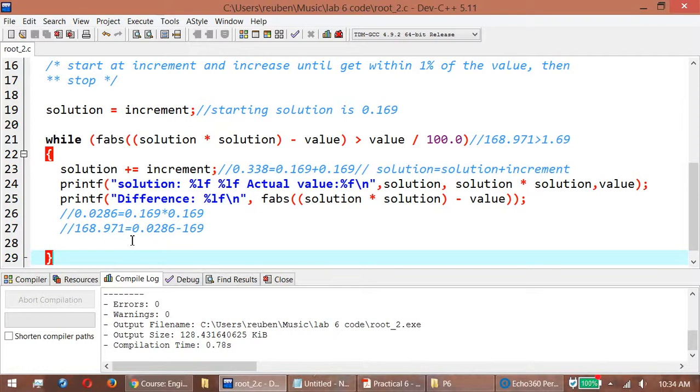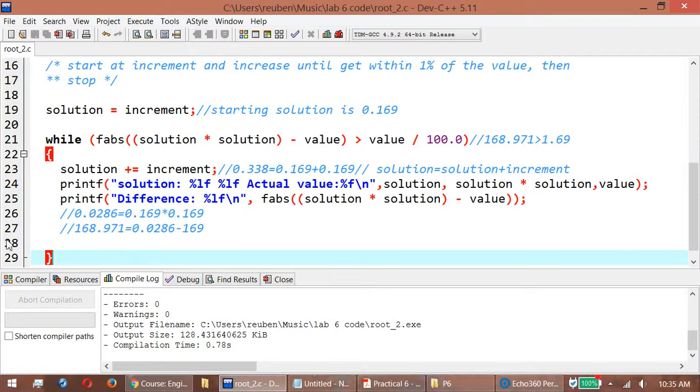Okay? The error difference, that means the error. So let's say you have a guess. Guess is solution times solution. So let's say your solution is 13. 13 times 13 is 169, right? So 169 minus value is 0. Of course, 0 is much smaller than 1%, right? Is 0 smaller than 1.69? It's true, it's smaller. So therefore, this loop condition becomes so. As long as the error is bigger than 1%, this loop will continue repeating and repeating itself.